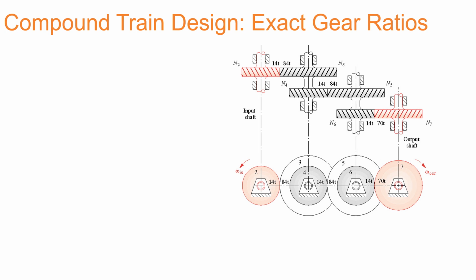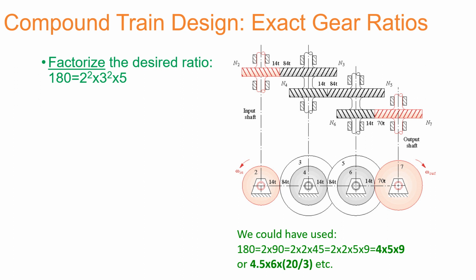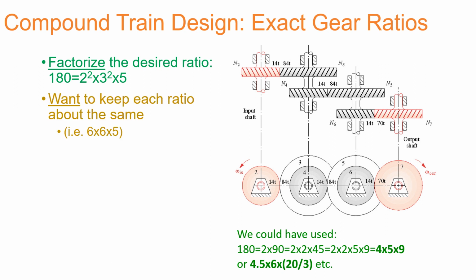And in this slide, I've repeated the same exercise in a nicer format so that you can understand it in a much clearer fashion. So 180 ratio 1 needed to be factorized first. We did that. We can have multiple options, and then we wanted to keep the ratios about the same, and that is exactly what we did.